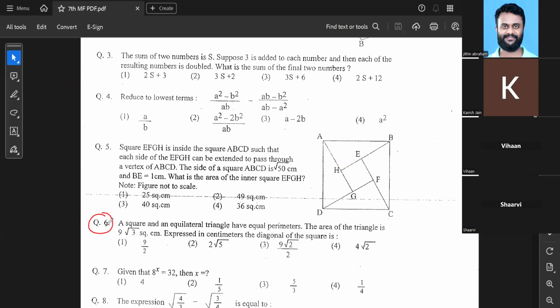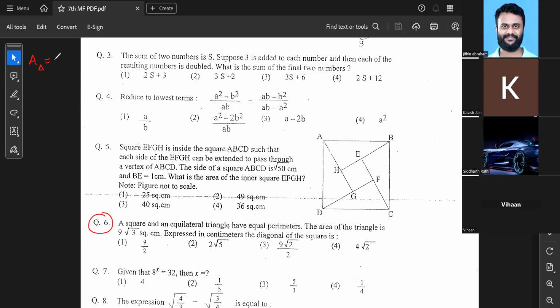Question number 6. A square and an equilateral triangle have equal perimeters. The area of the triangle is given so and so, expressed in centimeters. The diagonal of the square is how much? Since they have equal perimeter, they have said that the area of the triangle is this much. इसमें से हम side निकालने की कोशिश करेंगे.